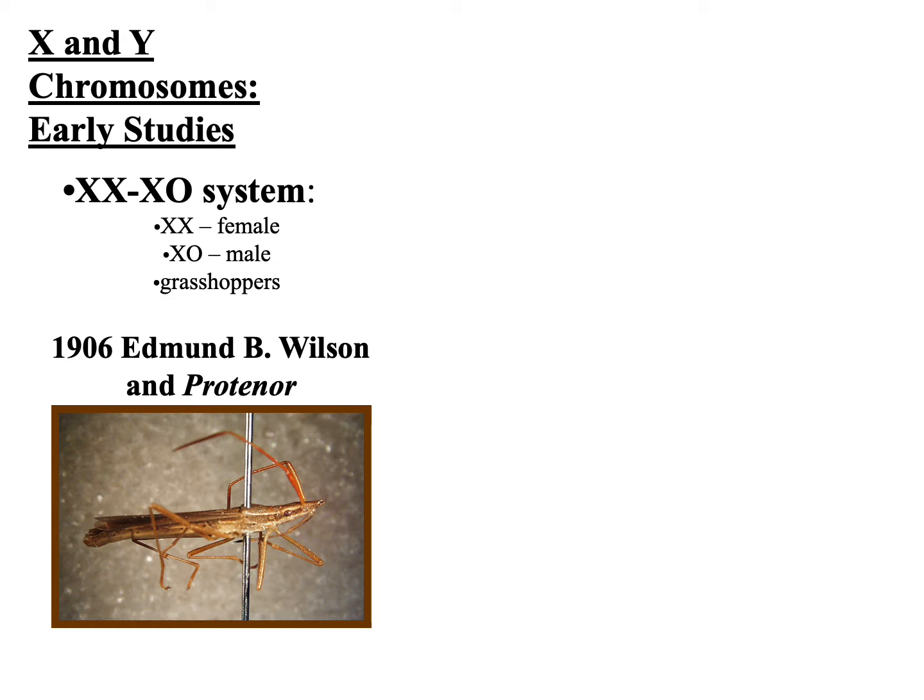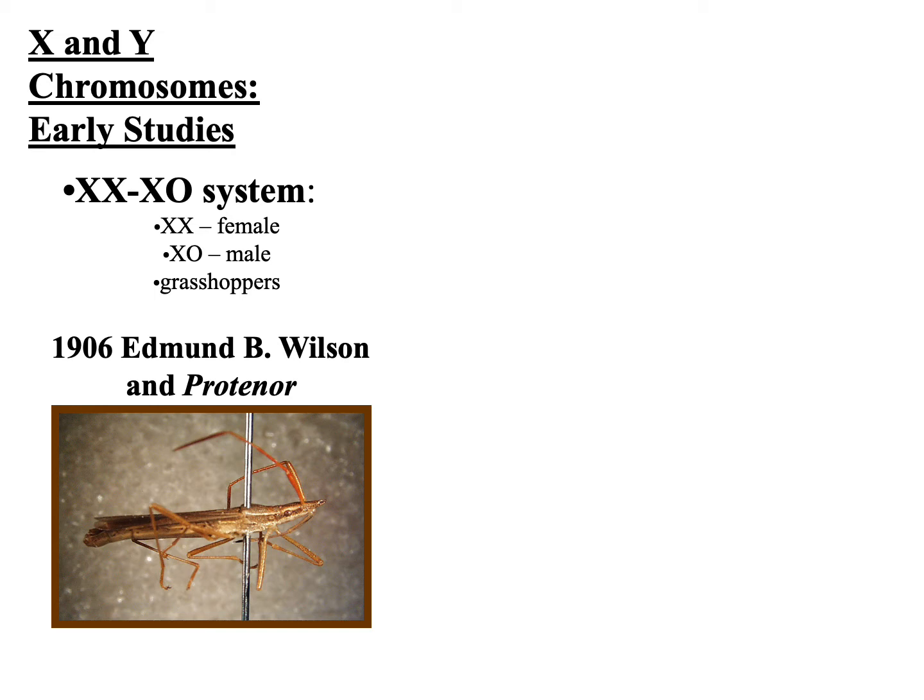In the early 1900s, we have the work of Clarence McClung, and he studied sperm in grasshoppers and found that some sperm cells had an extra chromosome, which he then termed heterochromosome. This was a chromosome that could be distinguished based on its morphology and or behavior. And that's the term heterochromosome, again one that can be distinguished based on morphology and or behavior.